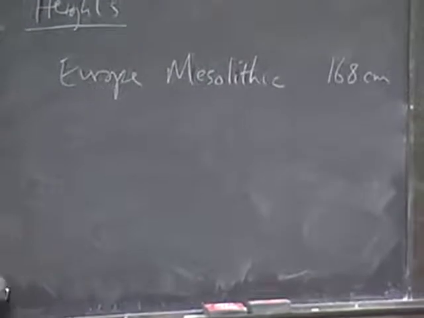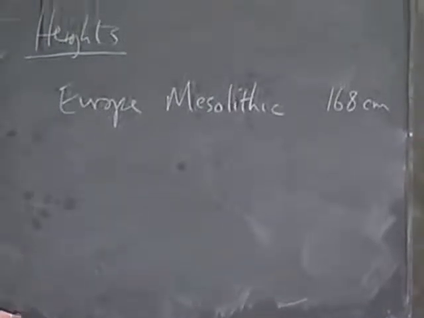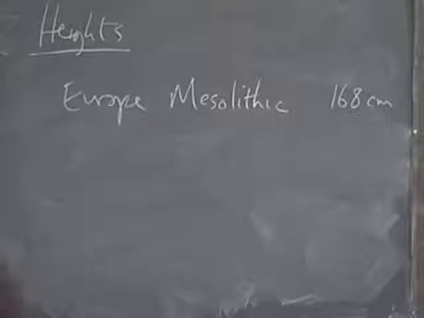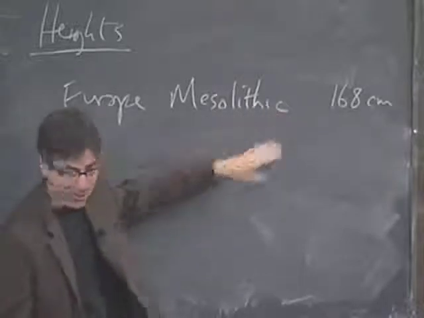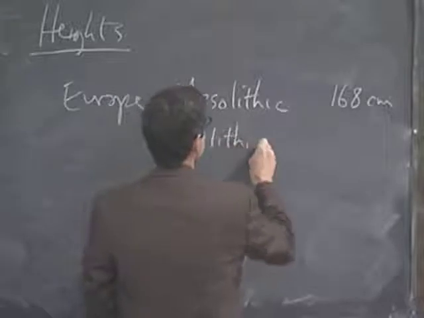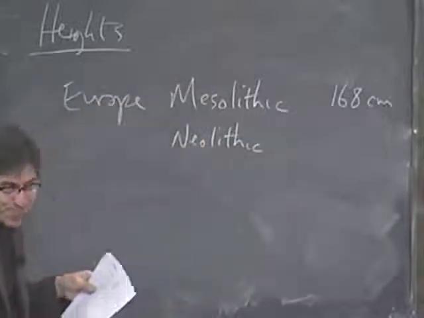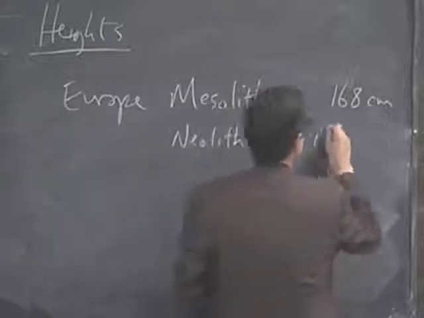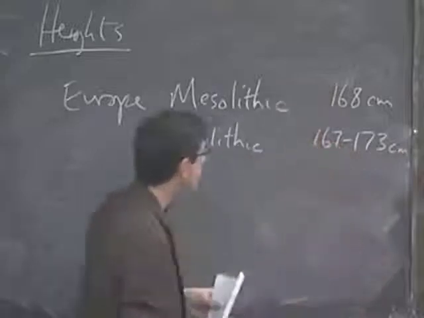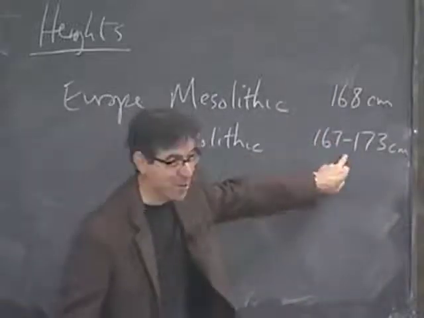In Norway in 1800, skeletal collection there was 165 centimeters. In Holland, it was 167 centimeters. And so the idea is that for Europe around 1800, male skeletons are averaging about 167, 168 centimeters. It's the same height as the Mesolithic, right? And then we also have evidence from the Neolithic, which is the New Stone Age. And that is 167 to 173 centimeters. And again, that average is going to be about 170.